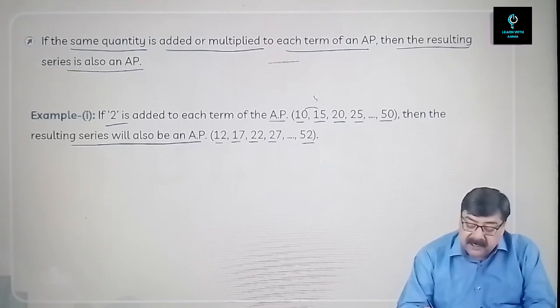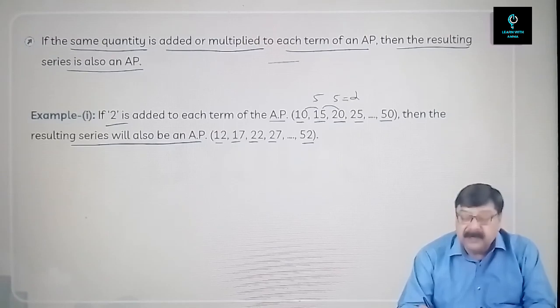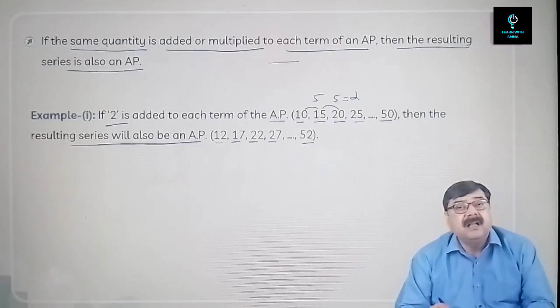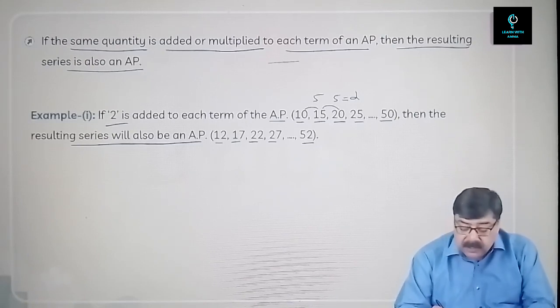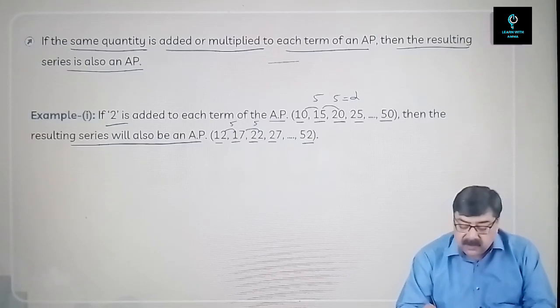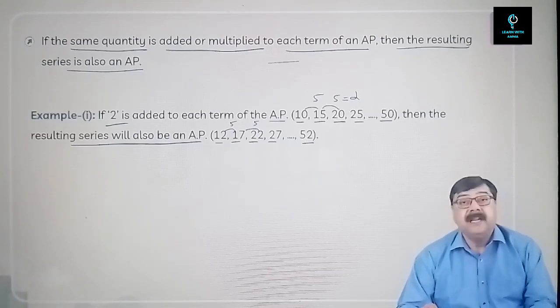Here 10 and 15, the difference is 5. 15, 20, the difference is 5. So the common difference here is 5. In the second AP wherein we had added 2 to each of the terms, 12 and 17, the difference is 5. 17 and 22, the difference is 5, and so on. So the common difference remains the same. So it still results in another AP.